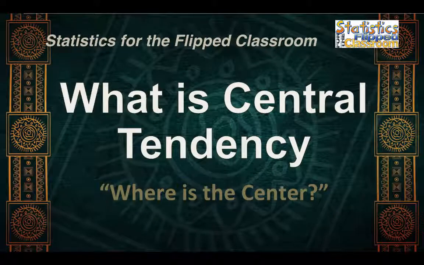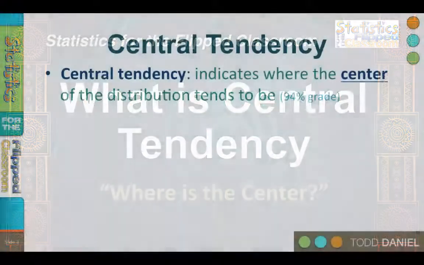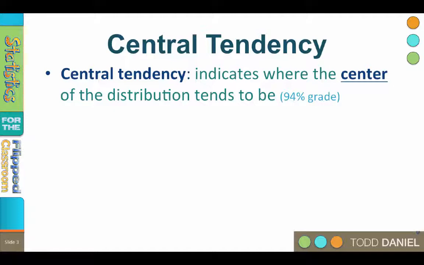We have two important questions about our data set. The first question is what single number best represents our data? Our second question is whether the scores are packed together or spread out. The answer to our first question about the most representative score is going to be some measure of central tendency. A measure of central tendency indicates where the center or the middle of the distribution tends to be.